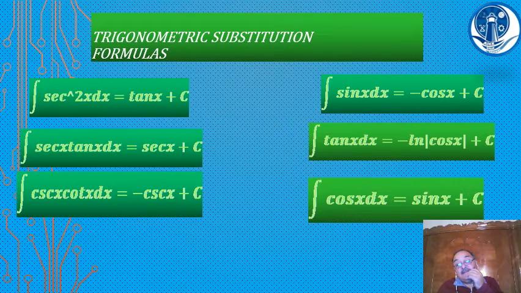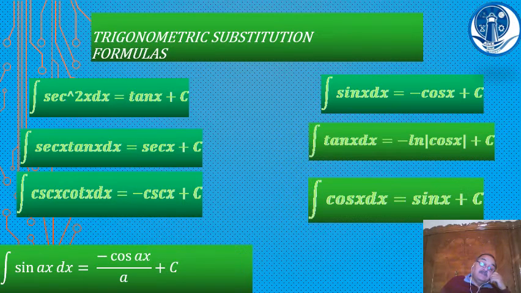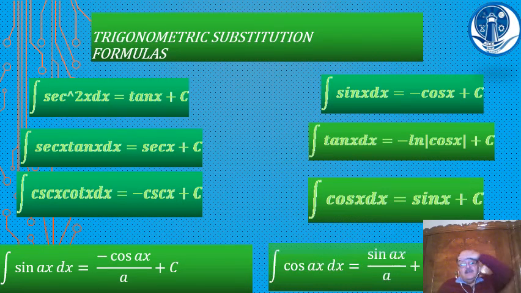The integration of cosine x is sine x. The integration of sine ax equals negative cosine ax plus c over a. This is the derivative of the angle. In derivative, we multiply by the derivative of the angle. Here, for cosine ax, it will be sine ax over a plus c.